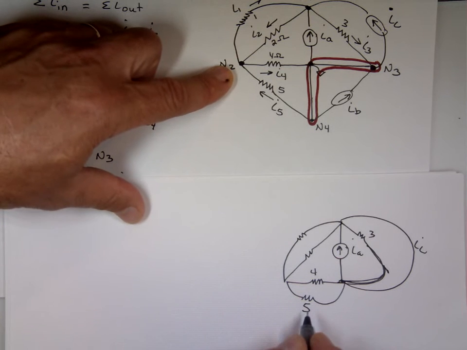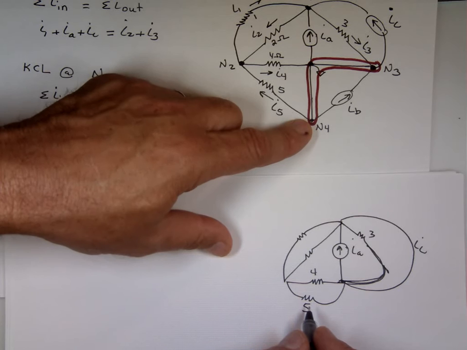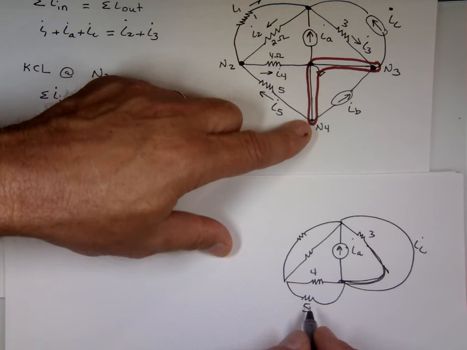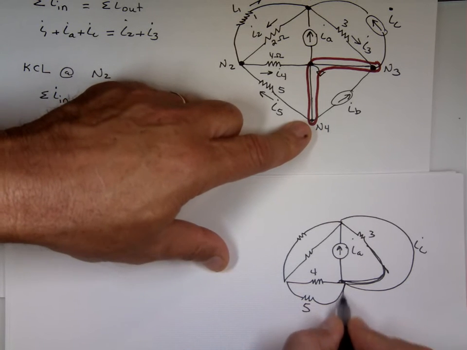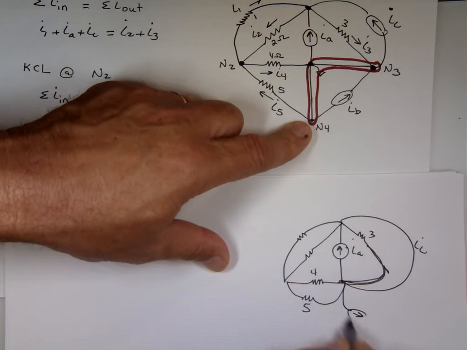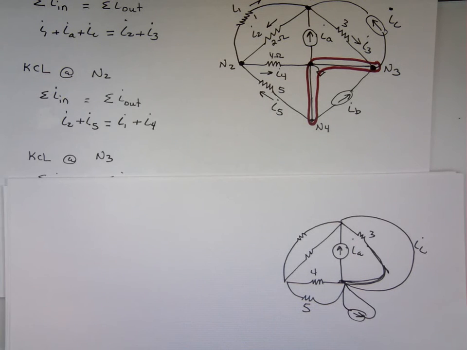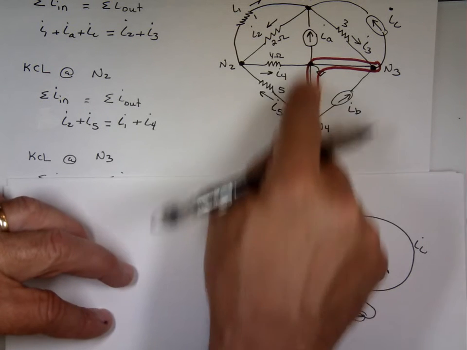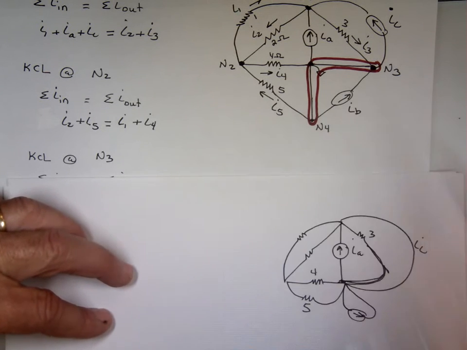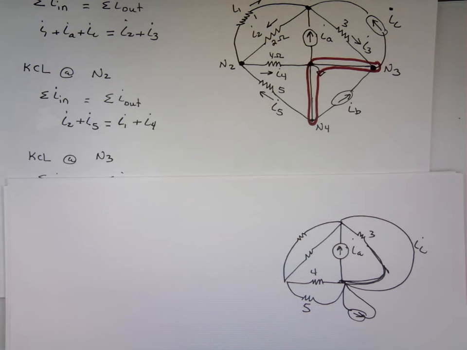Now what about that source? That source goes like this, back into it. Starts from that node and it goes back to the same node. That's why when we did the equation right here, that disappeared.